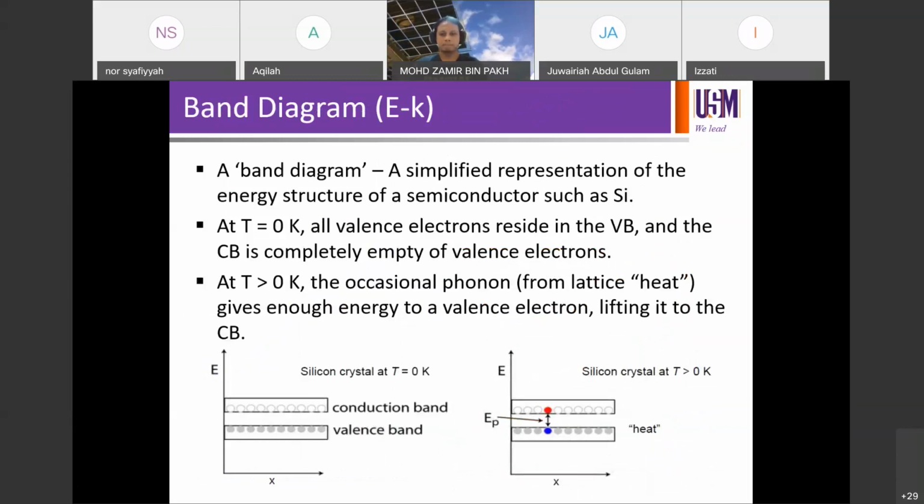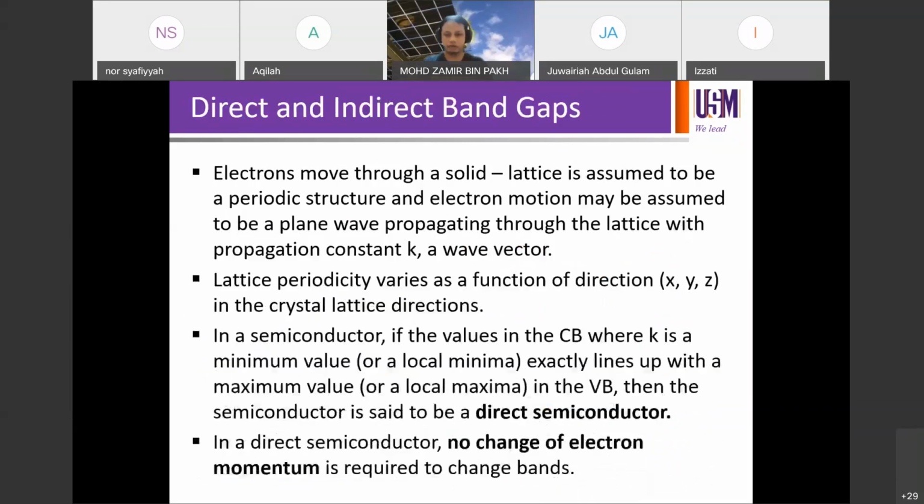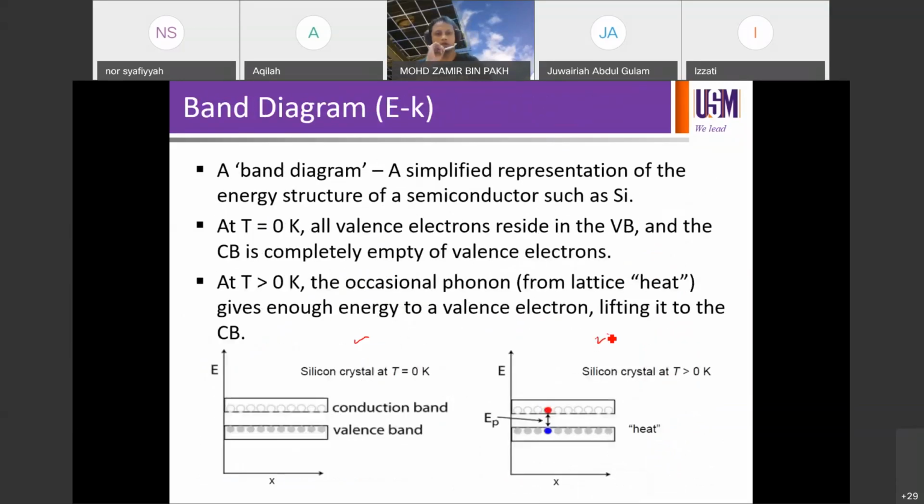So band diagram. What is then a band diagram? A band diagram is a simplified representation of the energy structure of a semiconductor such as silicon and others. You can see the illustrations on the left and on the right here. At a temperature of 0 Kelvin, all the valence electrons reside in the valence band, and there's no electron in the conduction band. The CB is completely empty. That can be represented by the one on the left here, where T is at 0 Kelvin. They are all frozen, if you like. You can only find the electrons in the valence band, and you cannot find anything in the conduction band.